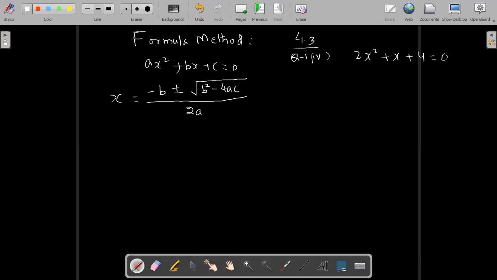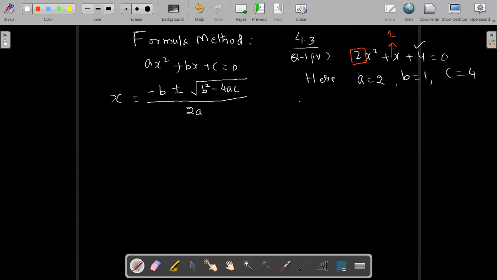Okay. So here first of all you have to recognize what is a, what is b, and what is c. So here a is the coefficient of x square, so a is equal to 2. A is the coefficient of x square. This is a is equal to 2, and b is equal to, here 1 is always there. So we will take b is equal to 1, and c is the constant term, c is equal to 4.